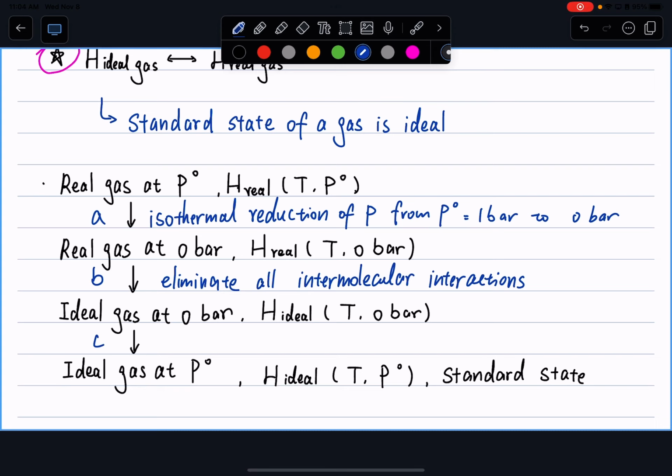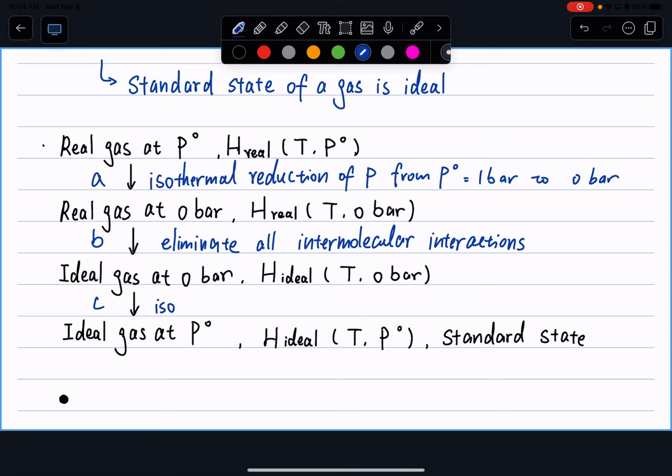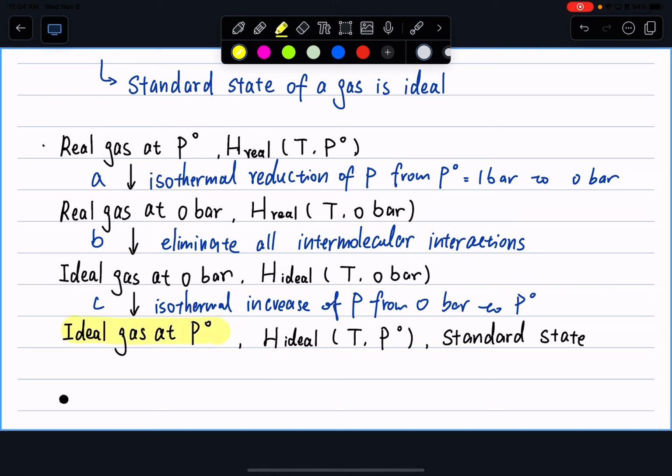Well, obviously, the last step we want to take is an isothermal increase of pressure from 0 bar back to P naught. And what we end up getting is ideal gas at P naught. So the difference between the H real and the H ideal at T and P naught is something we're looking for.